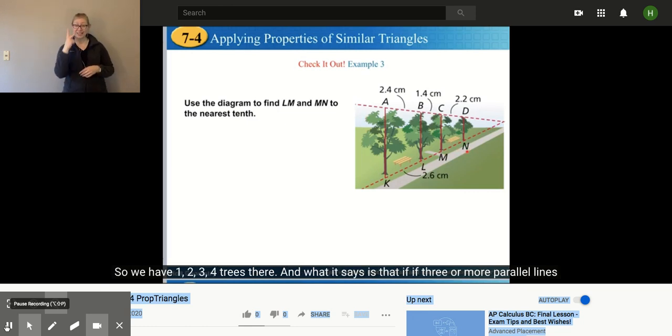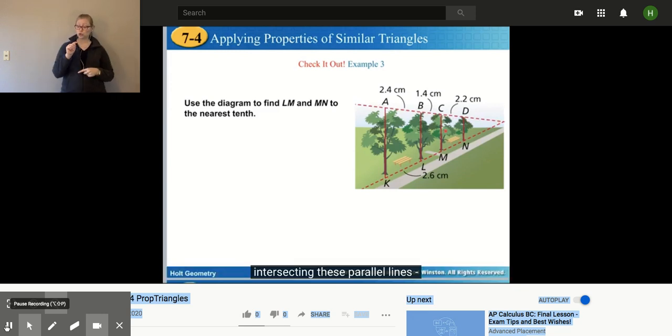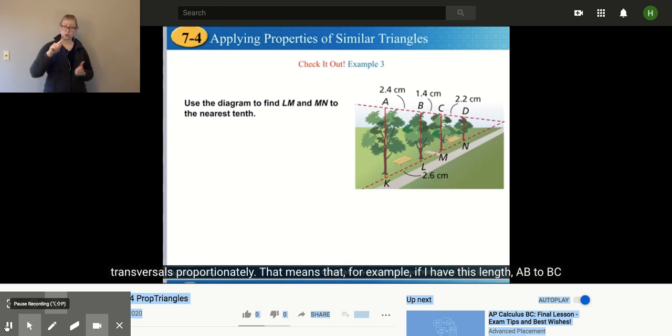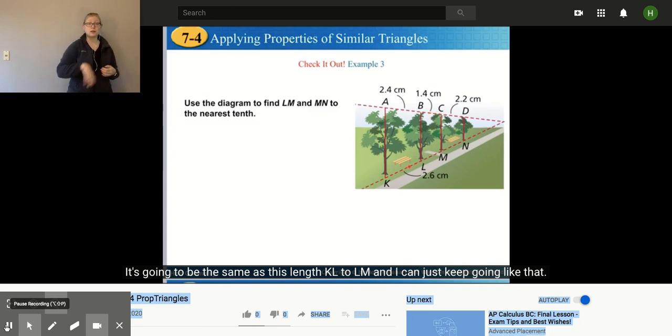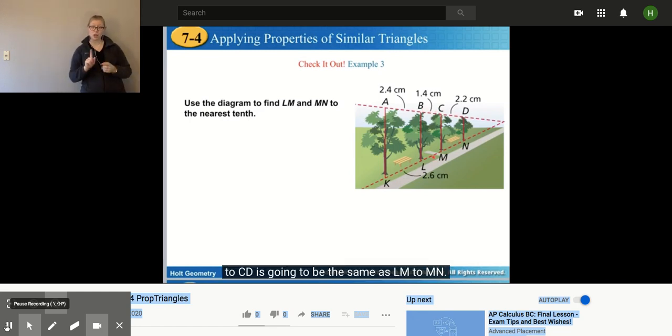What it says is that if three or more parallel lines intersect two transversals, so here we have the transversals coming here and intersecting these parallel lines, then they divide the transversals proportionately. That means that, for example, AB to BC is going to be the same as KL to LM. And I can just keep going like that. BC to CD is going to be the same as LM to MN. So they're going to be proportional all the way down.